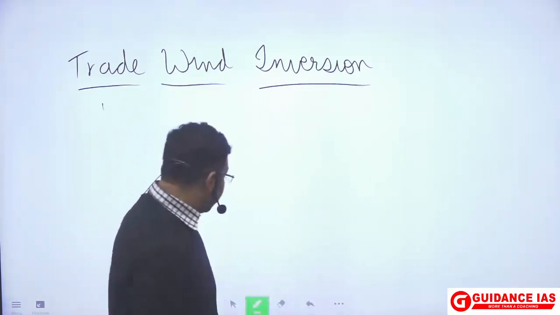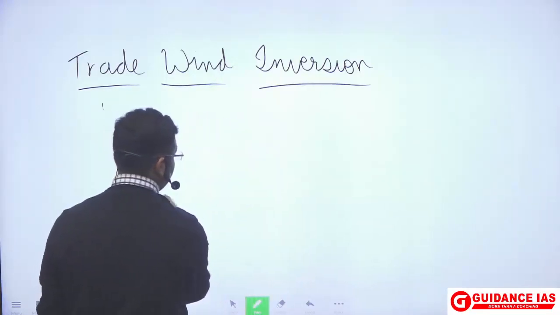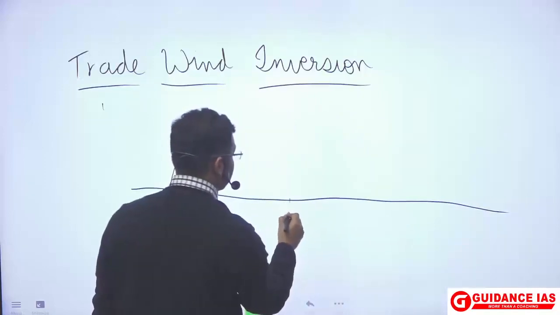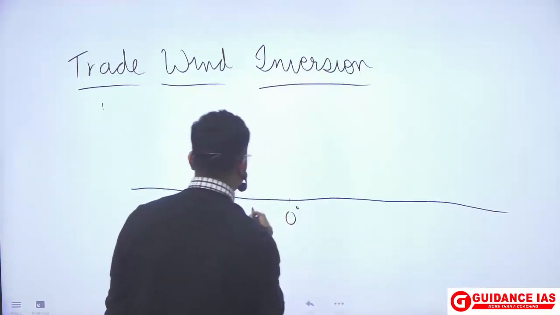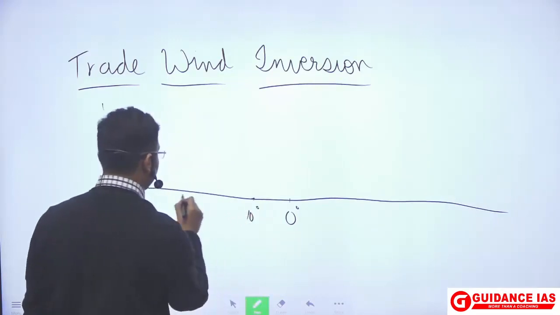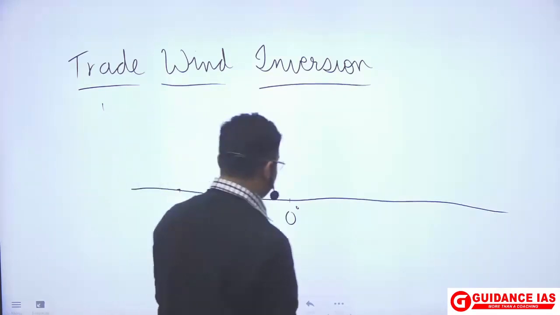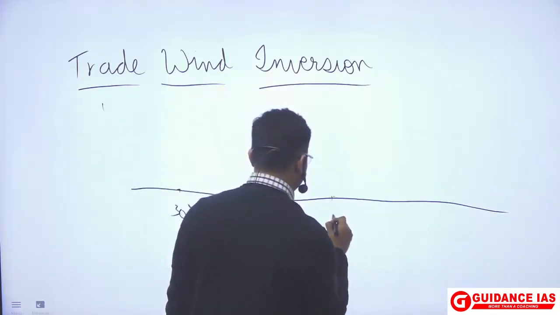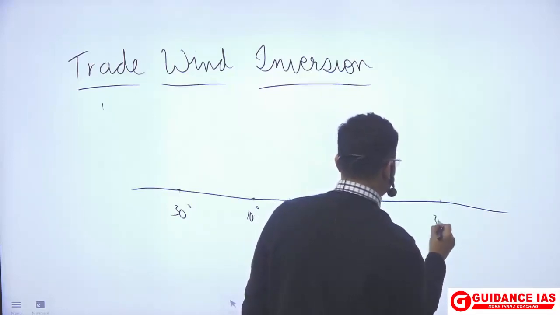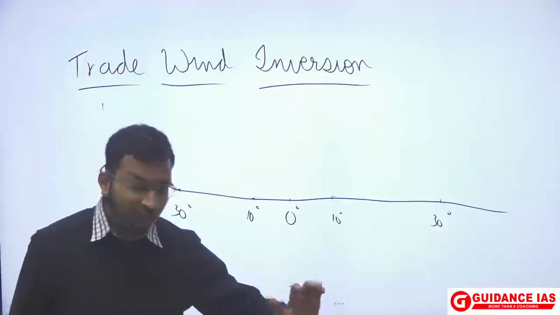In the tropical region, let's assume this is the equator, 0 degree, 10 degree, 20, 30 degree, and 10, 30 degree on the other side. Now what happens in the tropics?